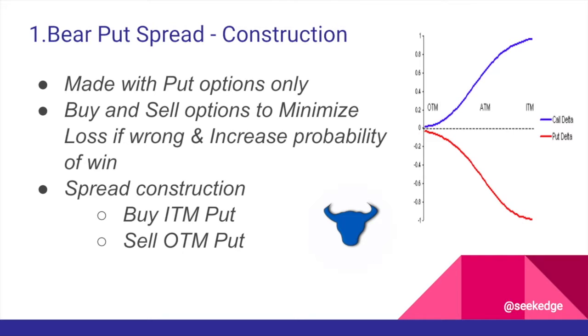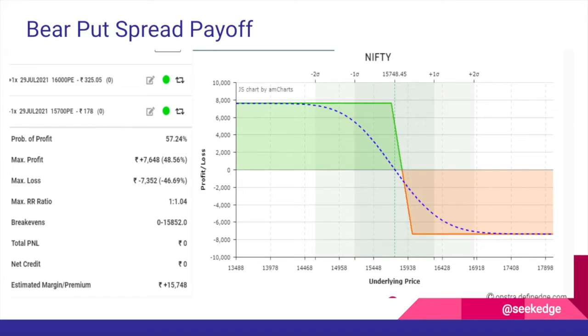That means you are bearish and you are taking the strategies with the help of put options only. You do both the buying and the selling of the put options so that you can minimize the risk. So what do we do? We buy an in the money put option, and at the same time we sell an out of the money put option. That is how we construct a bear put spread.